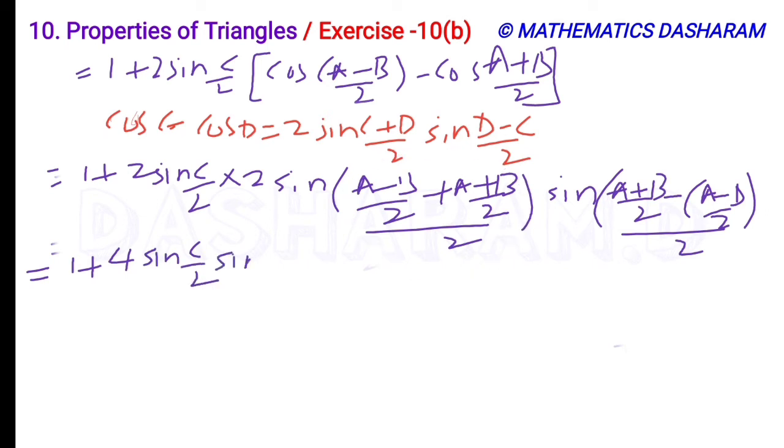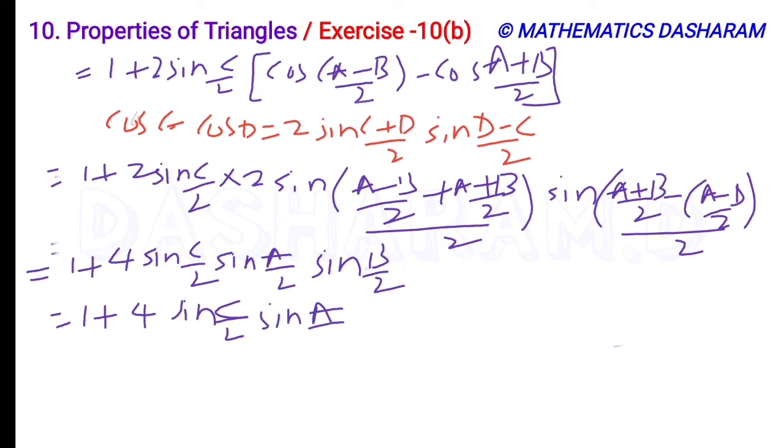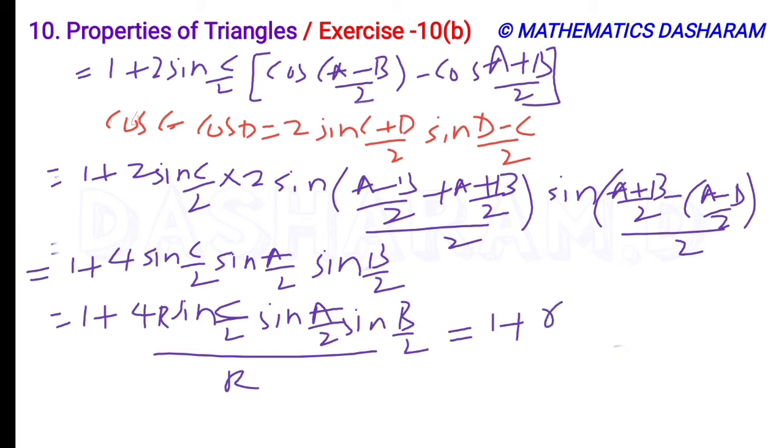and its total simplification is sin A by 2, and its total simplification is sin B by 2. So it is equals to 1 plus, let's multiply this term with 4 and divide with 4. Multiply with the capital R and divide with the capital R. So capital R I am writing here and here by R. So it is equals to 1 plus, this numerator is equals to exactly small r divided by capital R. So it is equals to RHS.